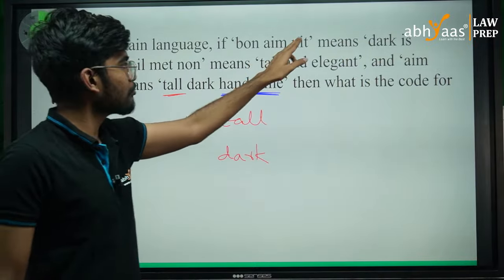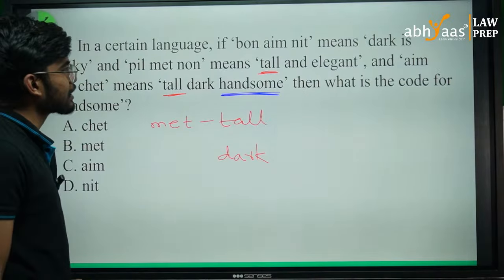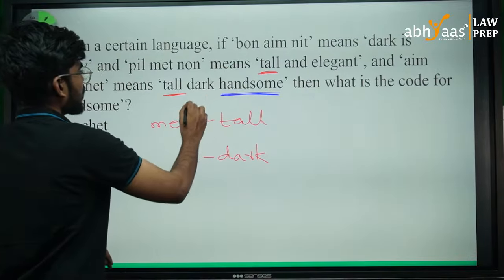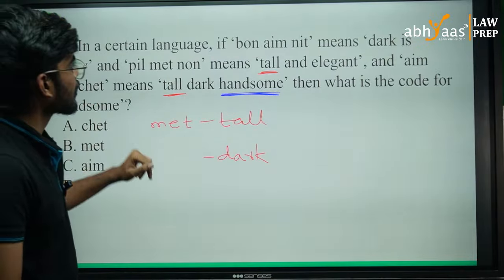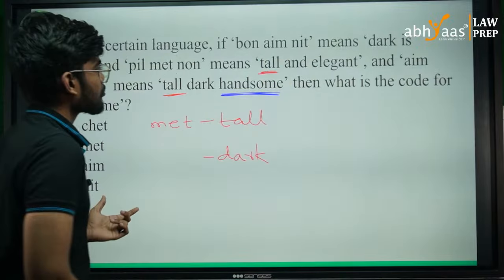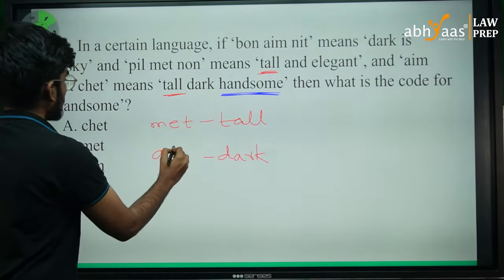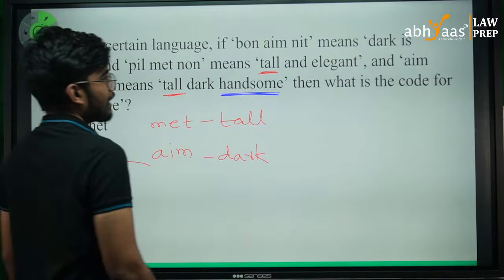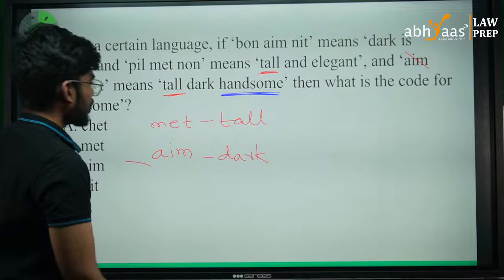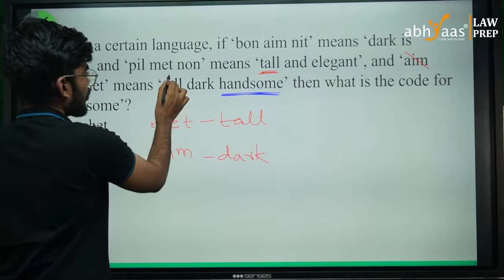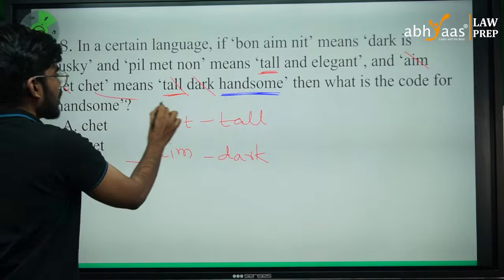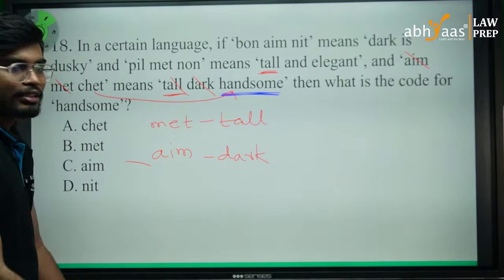"Born aim net" means "dark is dusty". So it is common here and here. "Aim met set", which is common. So dark means aim, so aim cannot be the answer. Similarly, tall means met, so met cannot be the answer. So we are done with tall and dark. And which is mentioned? Handsome means cheat.